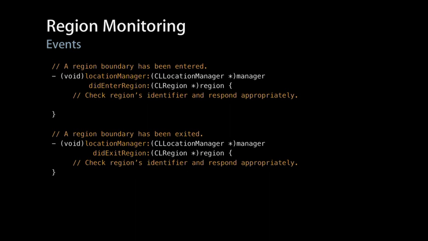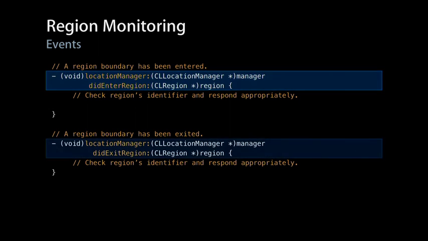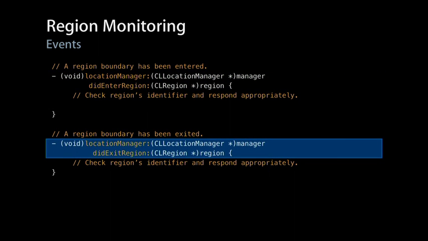Now you wait for your user to move around the world, and you'll be able to respond to two different events. The first event is location manager did enter region. This means that the user has entered the region you've registered. The second is location manager did exit region, meaning that the user has left the region. Now, both of these methods include the CLRegion object so that you can, again, check the identifier of the region and respond accordingly within your application.